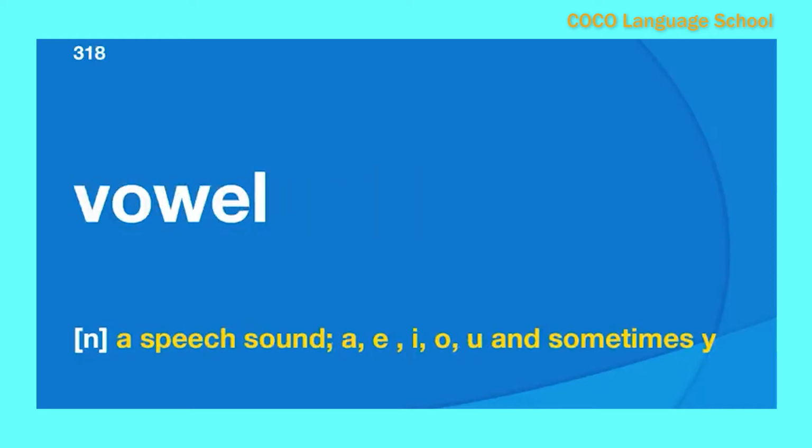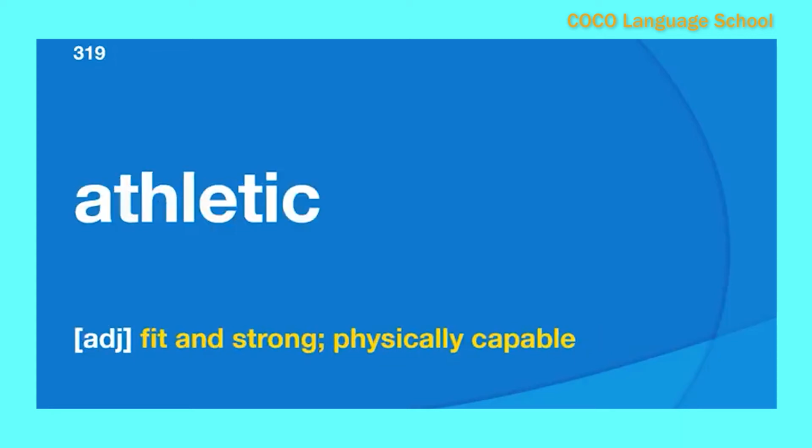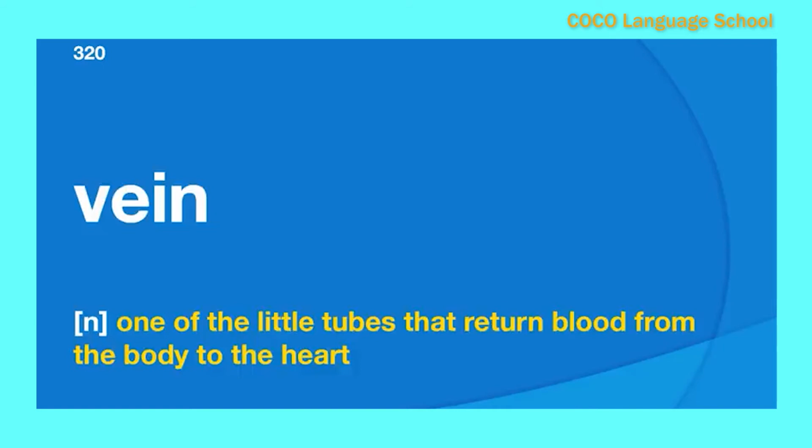A speech sound A, E, I, O, U and sometimes Y. Vowel. Fit and strong, physically capable. Athletic. One of the little tubes that return blood from the body to the heart. Vein.